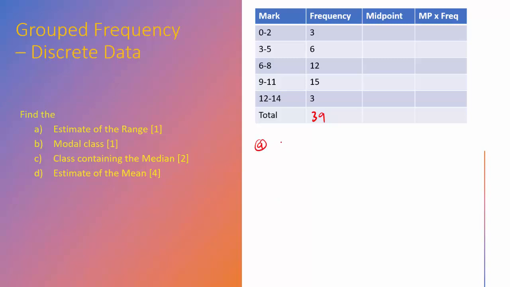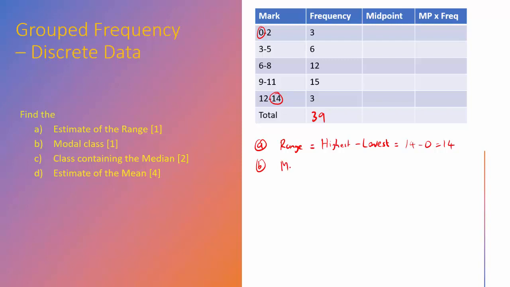So question A, find the range or an estimate of the range, which is highest, take away lowest. Now remember, we are looking at the student's test mark. So the highest test mark is 14 and the lowest test mark is 0. So 14 take away 0 is 14.